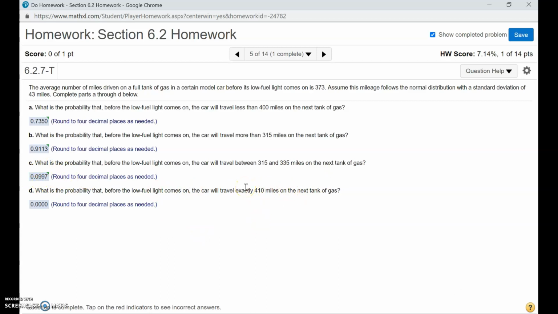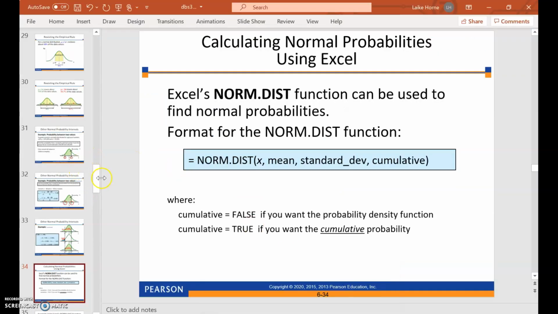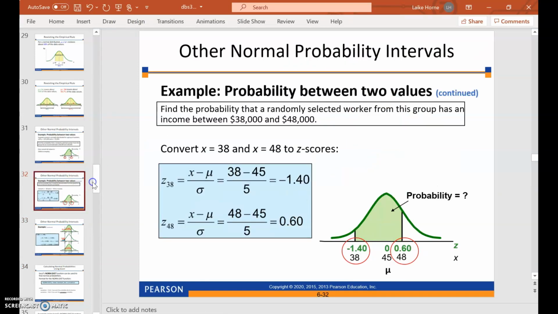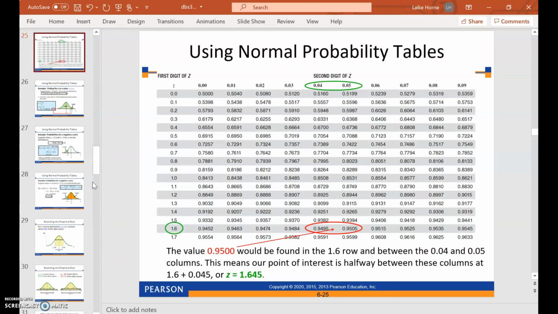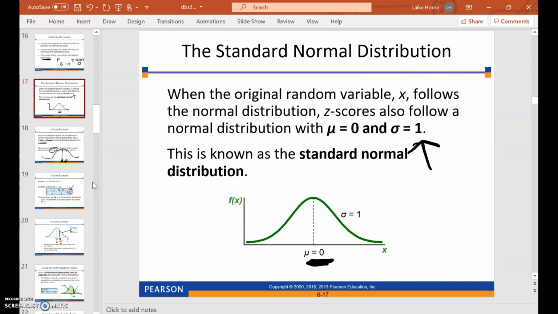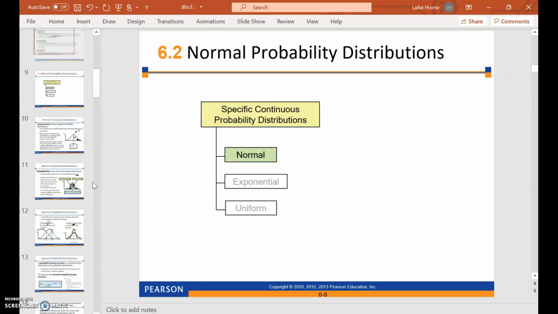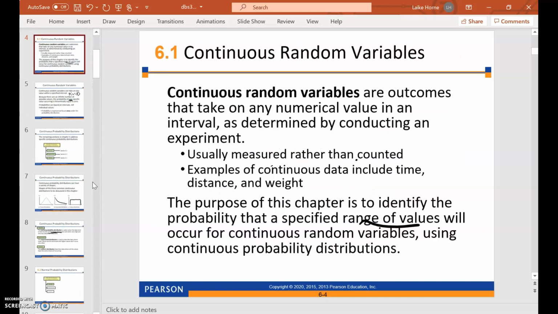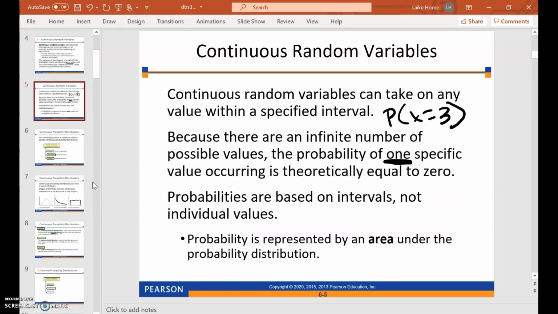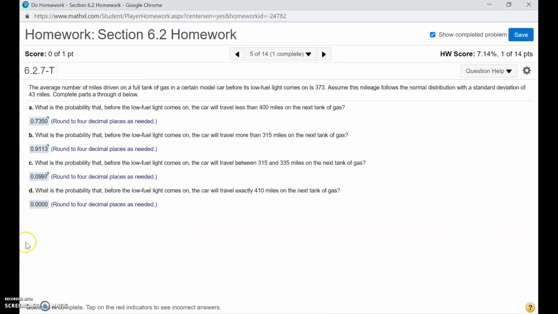Remember the rule here, that would be 0. Because for a continuous probability distribution, if you want it to equal just one value, that probability would be so small that it would be 0. Because there are infinite number of possible values, the probability of one specific value occurring is theoretically equal to 0. So that will be the easiest question you have in this section.